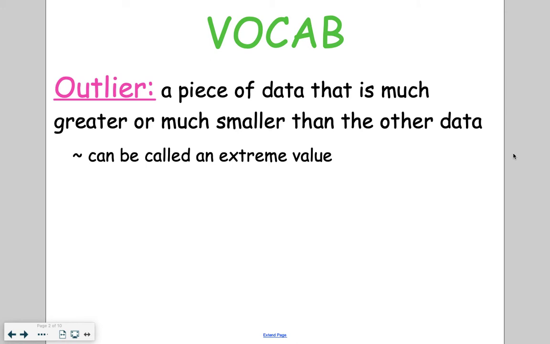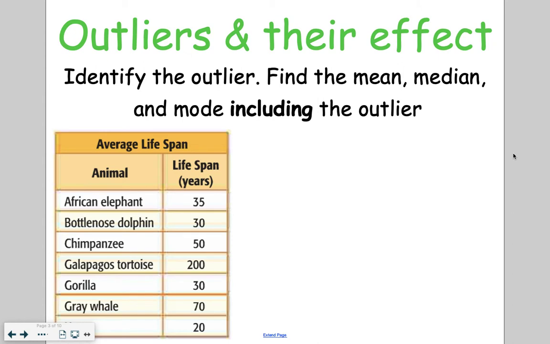So an outlier is a piece of data that is much greater or much smaller than the rest of the data. Sometimes these are also referred to as extreme values, but as a general rule, we're going to go ahead and call them outliers. So, first thing we're going to do is identify the outlier.